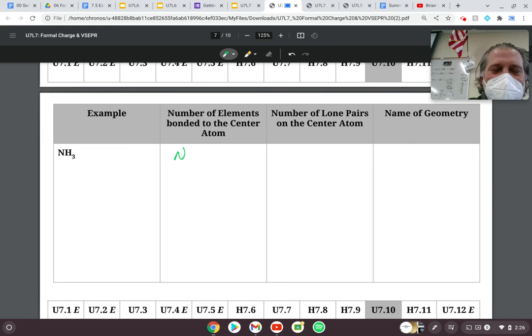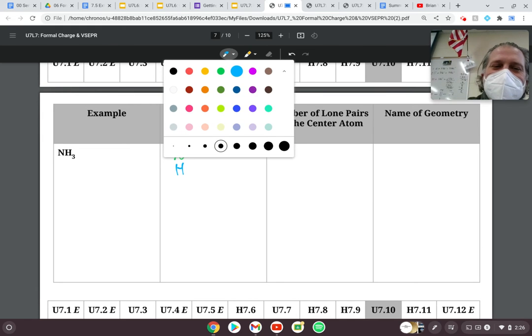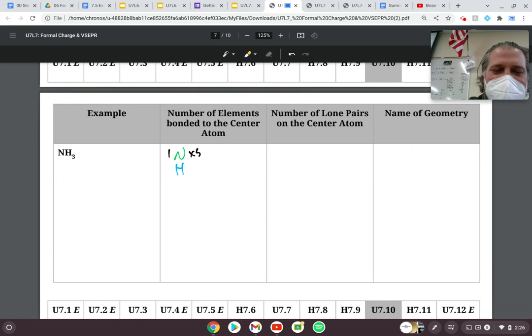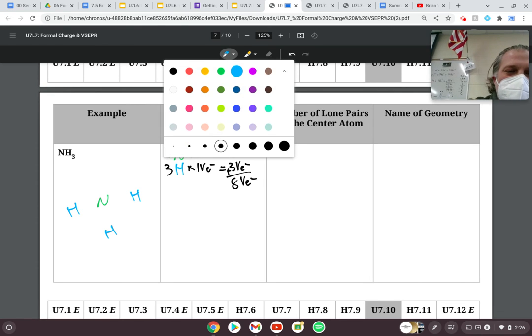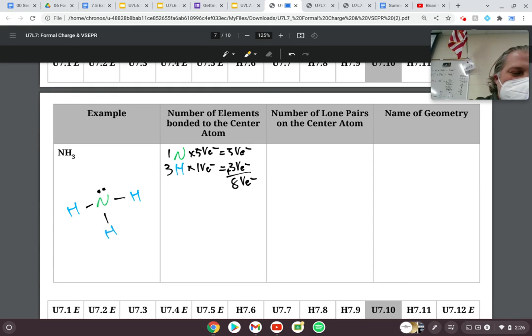So we have nitrogen. We have hydrogen. There's 1 nitrogen times 5 valence electrons. There is 3 hydrogens times 1 valence electron. We add that up, we get 8 valence electrons total. So in this scenario, I'm going to take my central atom, which is nitrogen. I'm going to add my hydrogens to it. I'm going to bond them together with a single bond, 2, 4, 6, 8. So in this instance, I have 3 atoms bonded to the central atom.